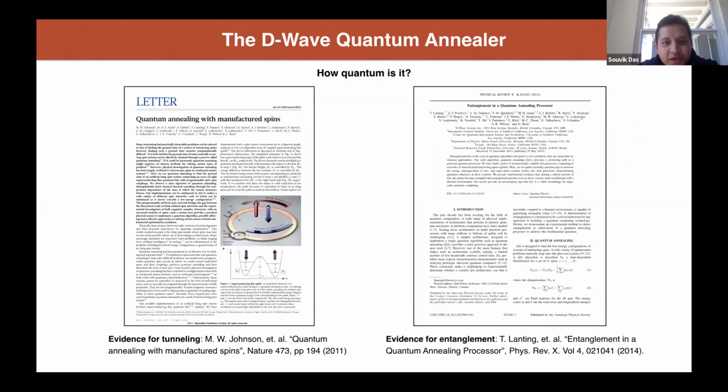So the question next was, how quantum is a quantum annealer? This is a hotly debated topic, but I think there has been some pretty well established evidence for tunneling in 2011 by the D-Wave people on the left, which was a letter to Nature. And there was a PRX recently in 2014 that shows that you can measure and actually establish Bell states in the quantum annealer. So definitely there is entanglement when we say coupling.